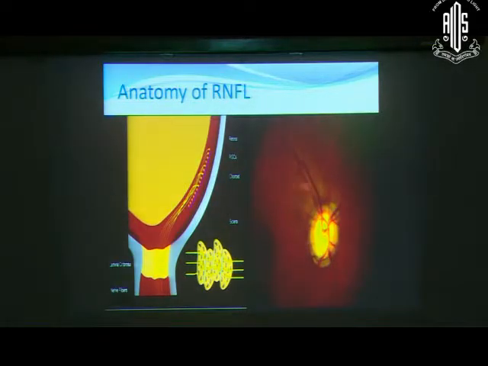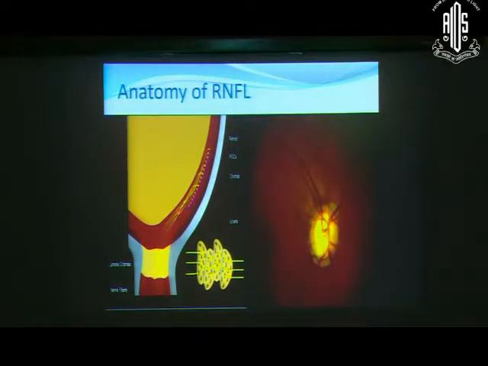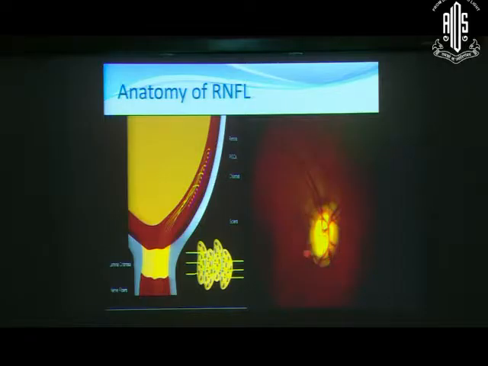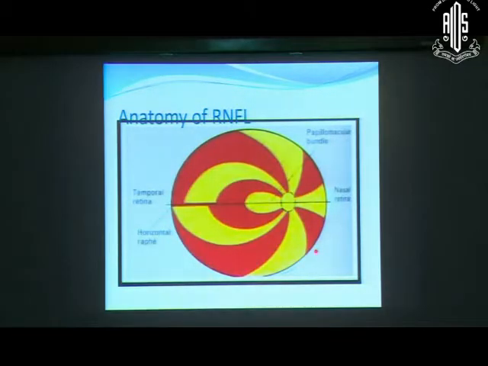That is what is explained over here. If you see this, the fibers arising from the peripheral part constitute the peripheral part of the neuroretinal rim, and the most central part constitutes the inner part, and when they are lost, they form the notch in the optic disc, and that is what you can appreciate.